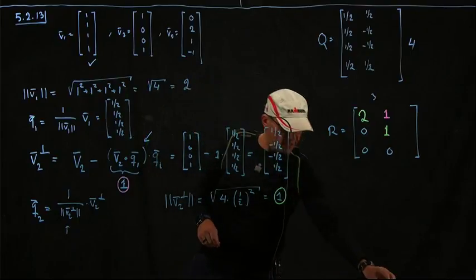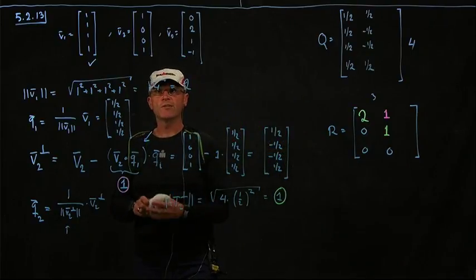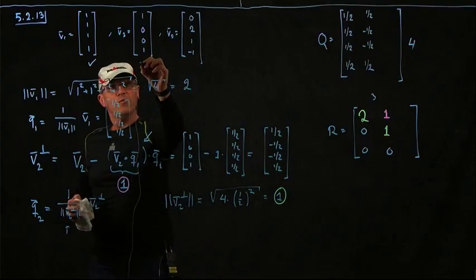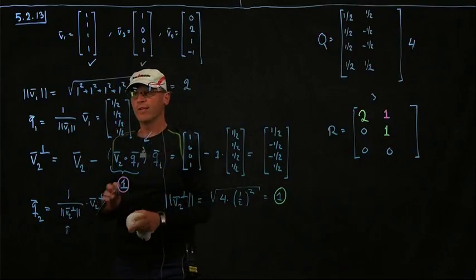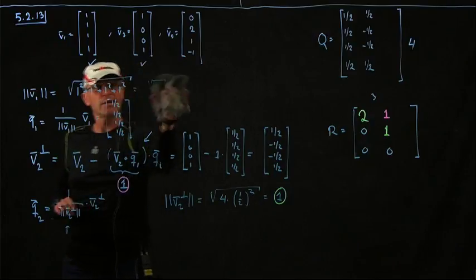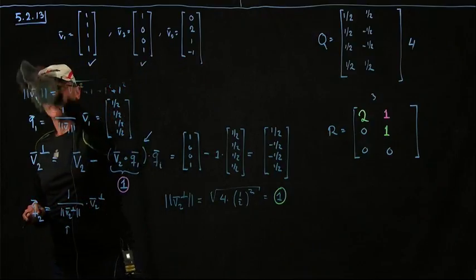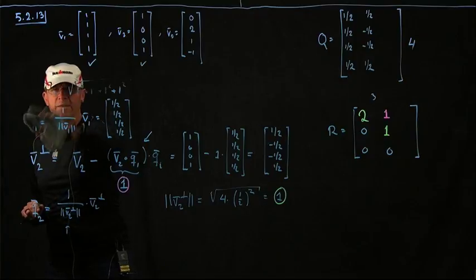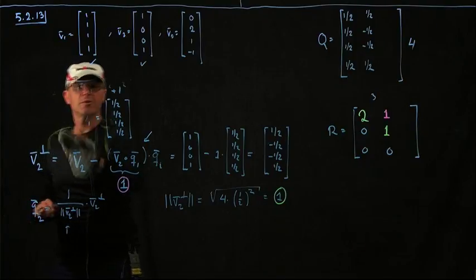So far so good. Let's clean up a little bit. We're done with the first 2 vectors. So we're going to play the same game. We pick the third vector, and we want to figure out what part of that vector is orthogonal to both Q1 and Q2.